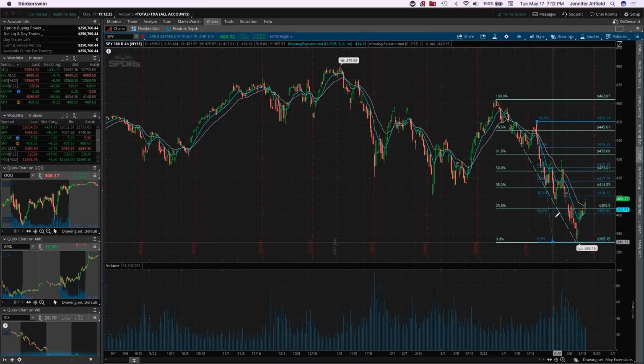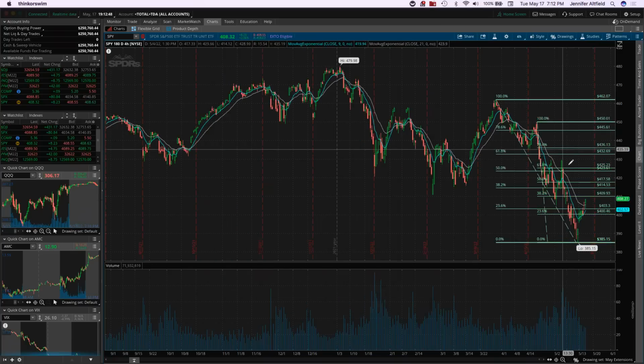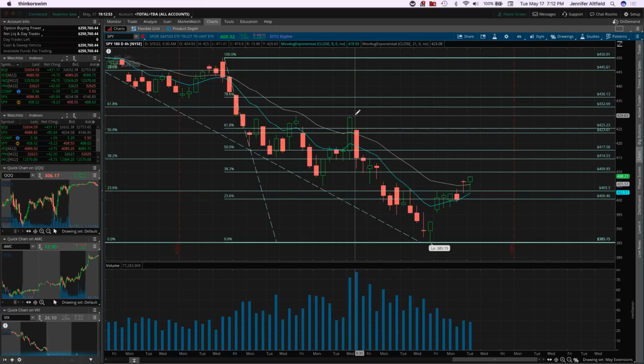Okay. And I can go into my edit properties tool and change that to make sure the levels are precise. So 385.15 and 450.01. Okay. And then the colors, again, I like to code them in my own way. And then the last level that I have is going to be right here, 429.66.